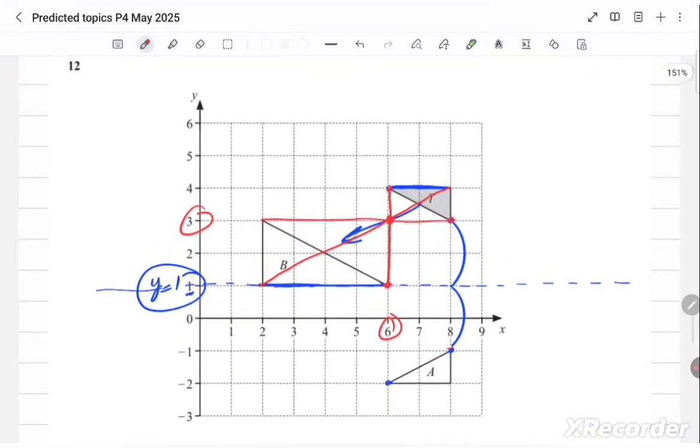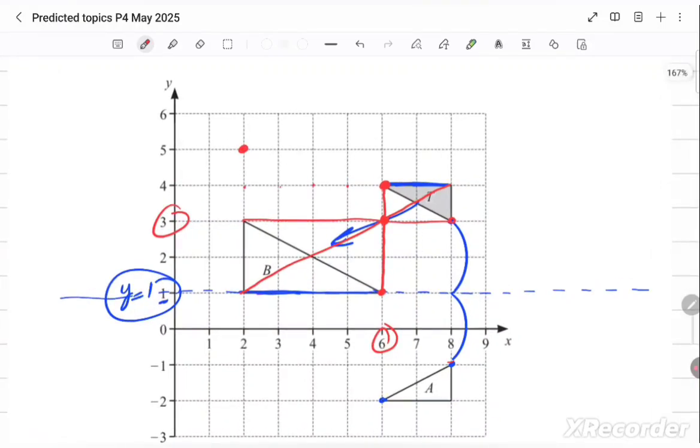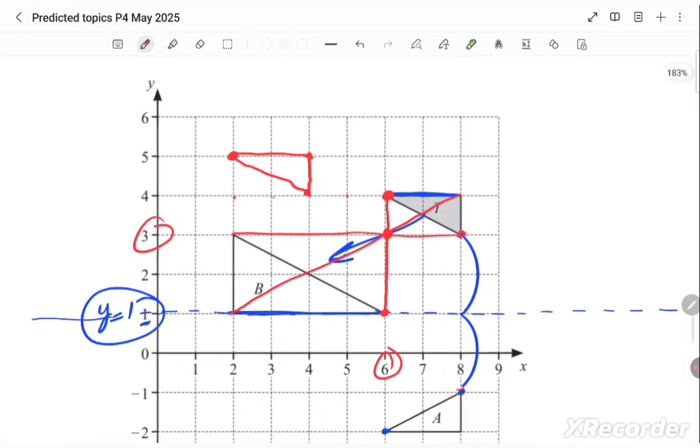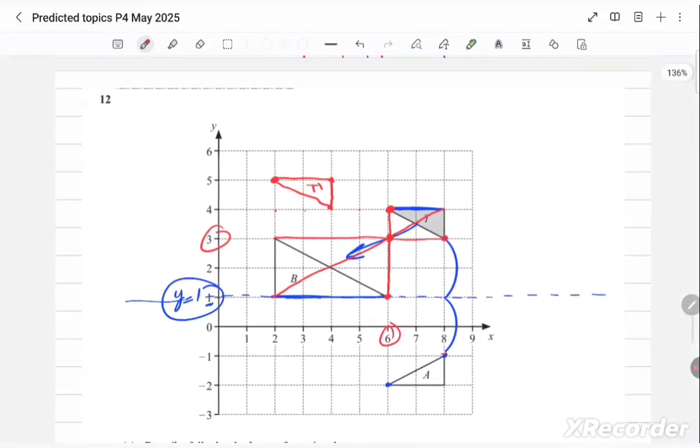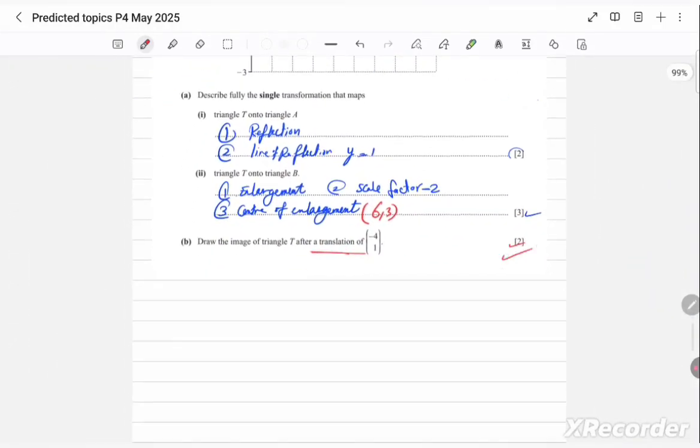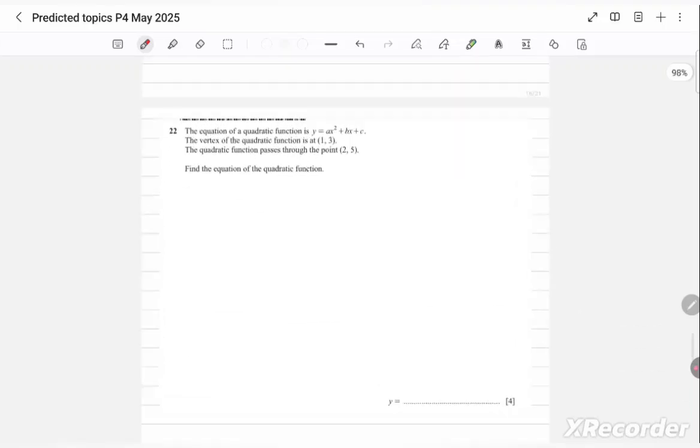So let's take any point, for example, this point, and go 4 to the left. 1, 2, 3, 4, and 1 up. So it will be here. Other points you can do the same. So you'll find it's here. So just draw your triangle by ruler again. Okay, and this is the image of T. So we finish transformation now.